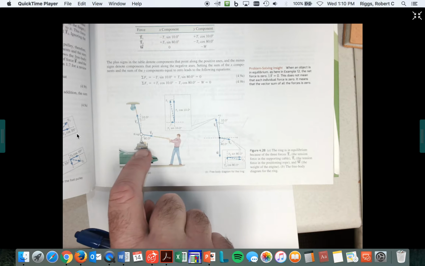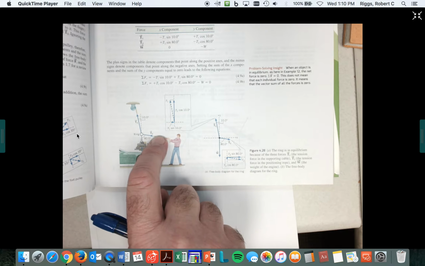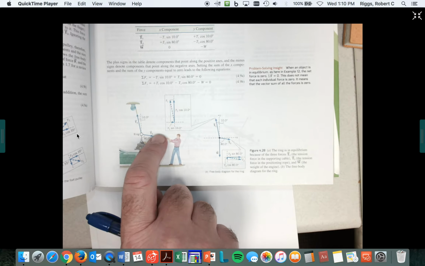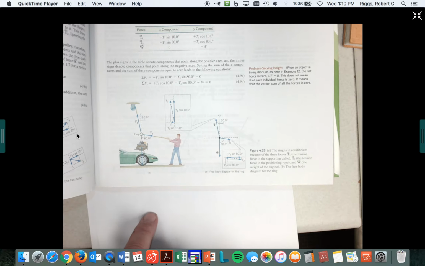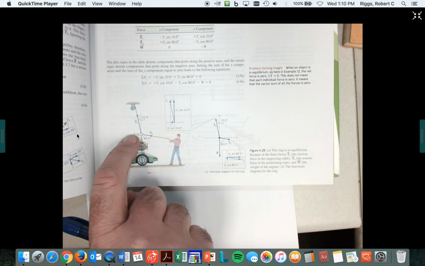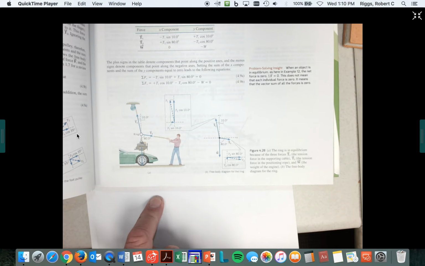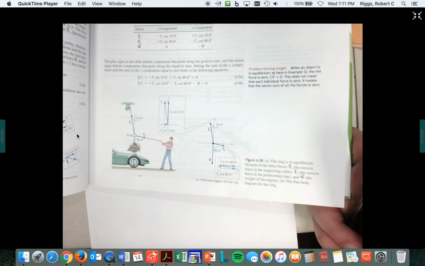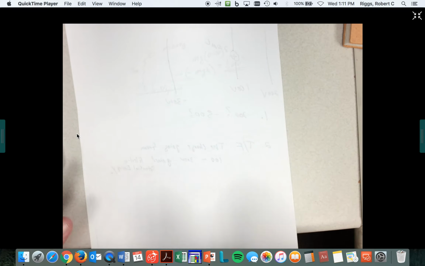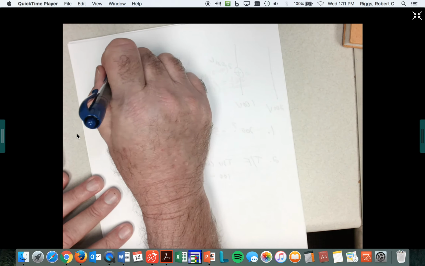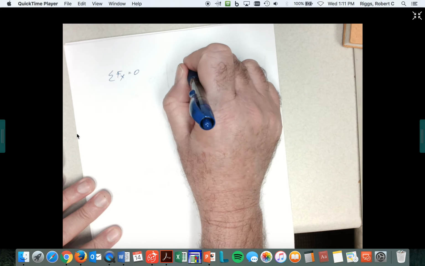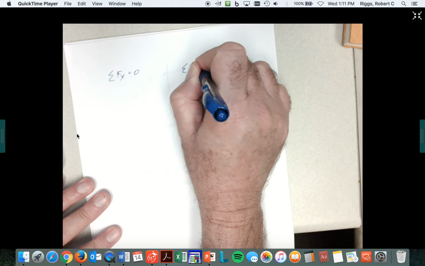This is 80 degrees off that. I don't like what they're doing. I don't see how they're measuring things off the y-axis. I like measuring things off the x-axis, the way you learned it originally. So I'm going to do it a little bit differently, but you can take a look at it. The main thing with equilibrium is that the sum of the forces in the x direction equals zero, and the sum of the forces in the y direction equals zero.